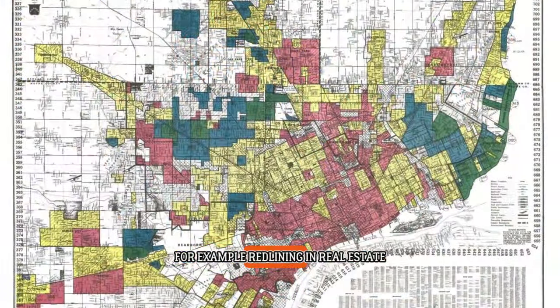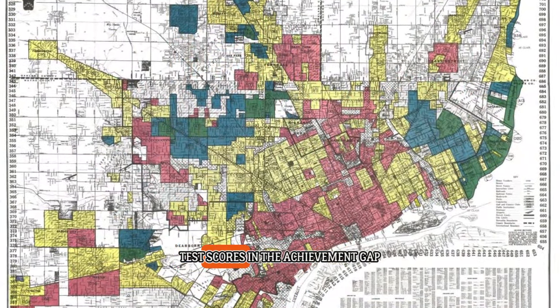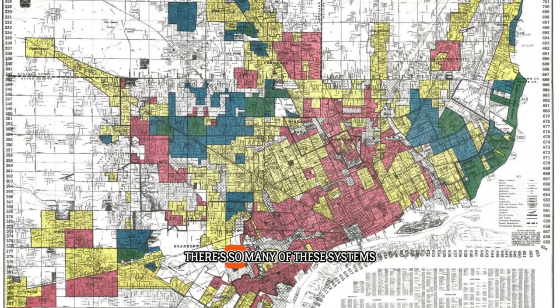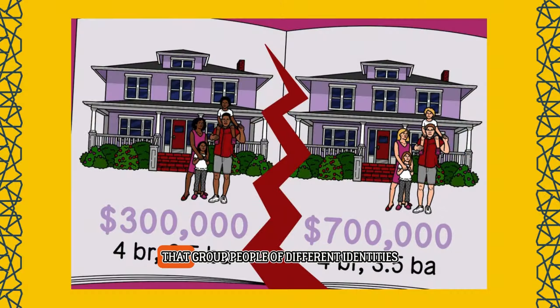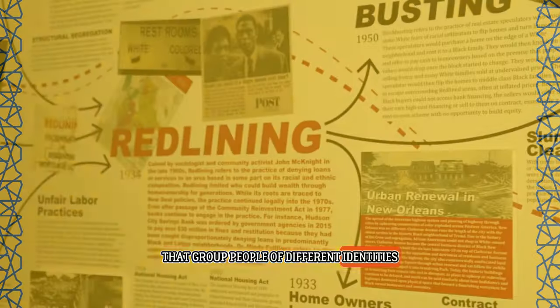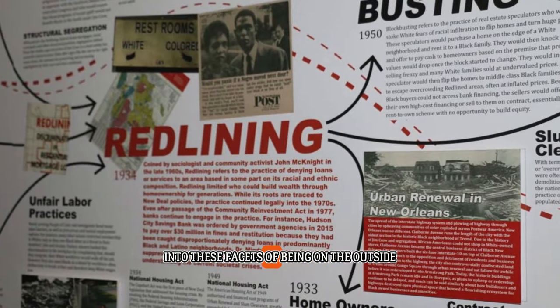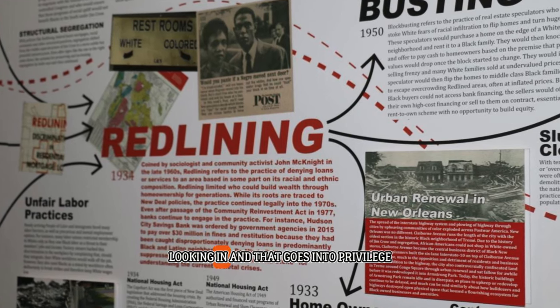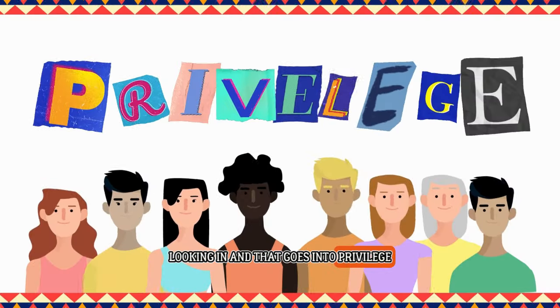For example, redlining in real estate, test scores, and the achievement gap. There's so many of these systems that group people of different identities into these facets of being on the outside looking in. And that goes into privilege.